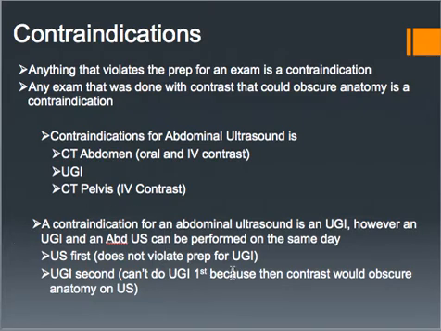You just can't do the upper GI first because then the contrast would obscure that anatomy. An upper GI can be done after, or a BE, etc. Like all of those different things. You're just going to have to figure out the steps and what violates the prep.